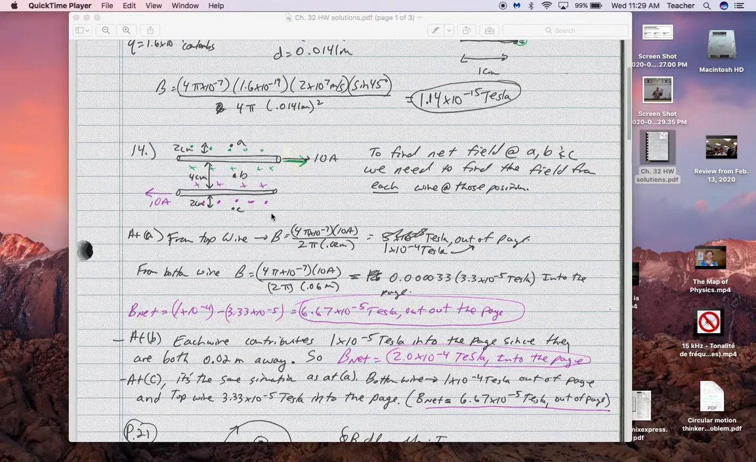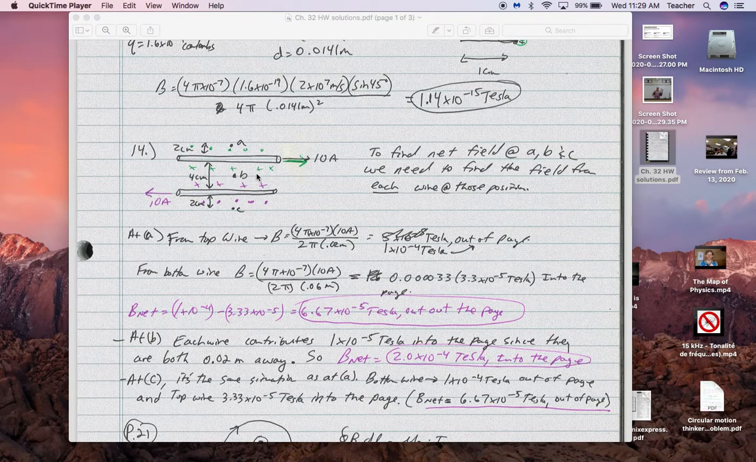For number 14, it was asking for the field strength at A, B, and C. So in this particular case, we need to find the field from each wire at those positions. With the current going the top wire to the right, at point A, the field is coming out of the page. The current going to the left in the bottom wire, that field would be going into the page at A, but it'd be much weaker because that wire is 6 centimeters away instead of 2 centimeters away. So when the fields are going opposite directions, we're going to subtract them to get the net field.